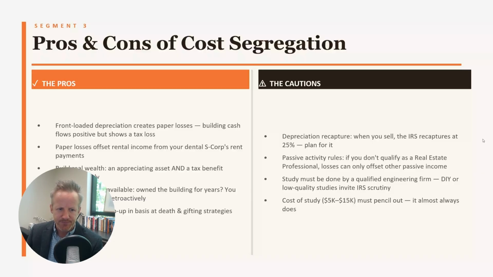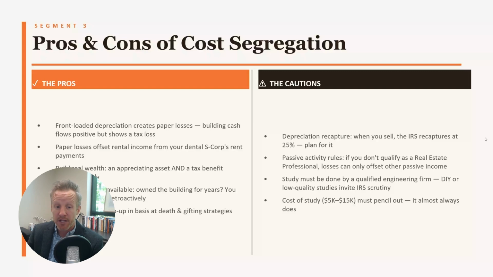All right, the third benefit, you build real wealth. You have this appreciating asset known as your building, a real estate asset, and a tax benefit simultaneously. The next one, look back studies available. If you've owned your building for years and you didn't do it, you may or may not benefit from going back and doing it retroactively.